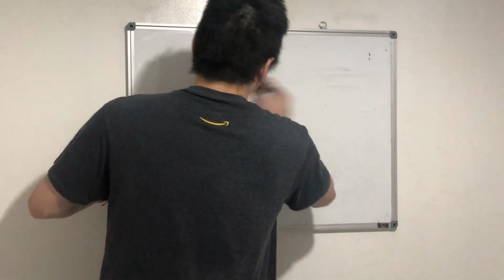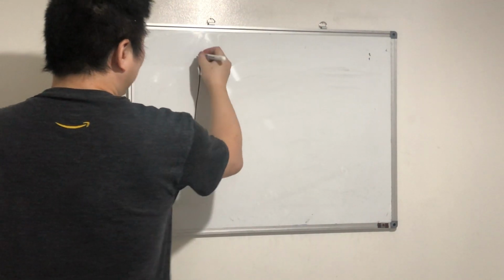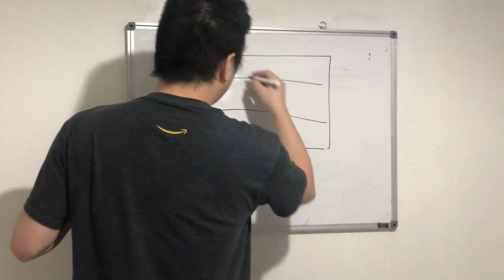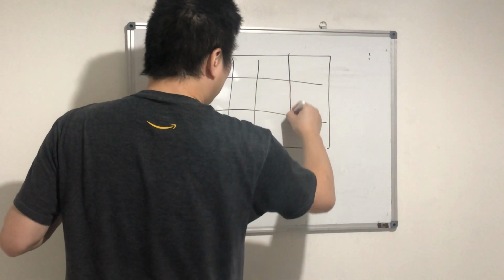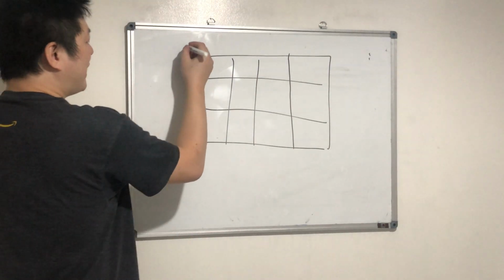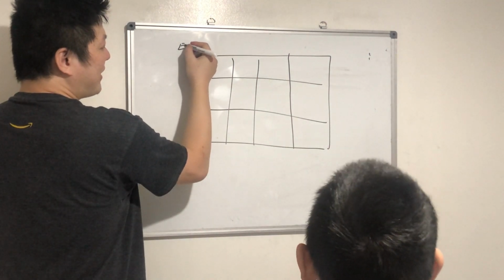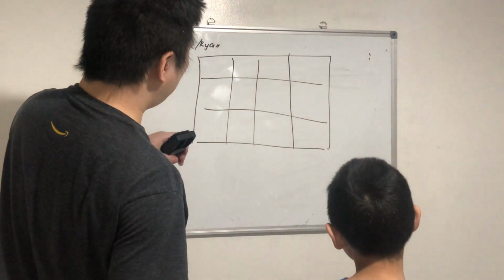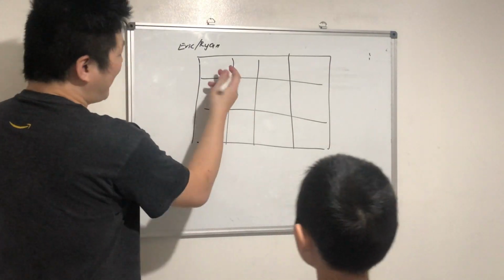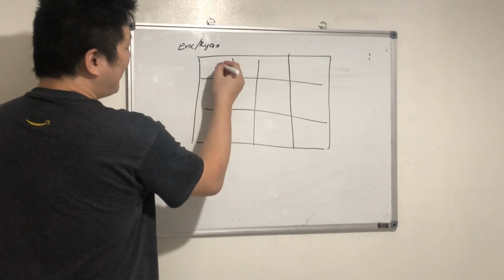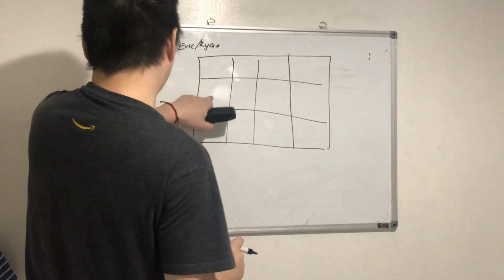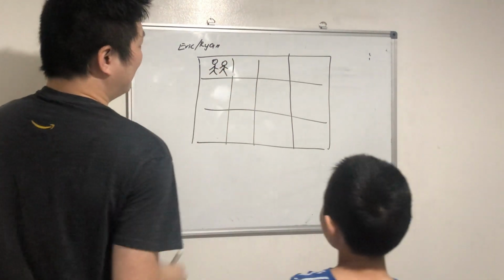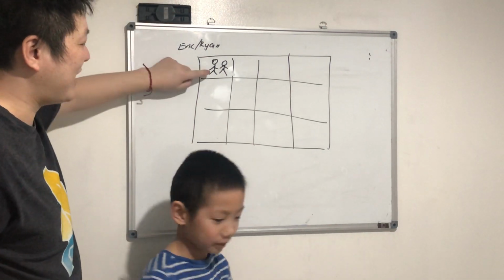Now, how about if I give you a grid, like 3 by 4. Eric and Ryan, you are here, at the top left corner. Let's not put it in the corner, let's put it in here. You can walk in the squares.